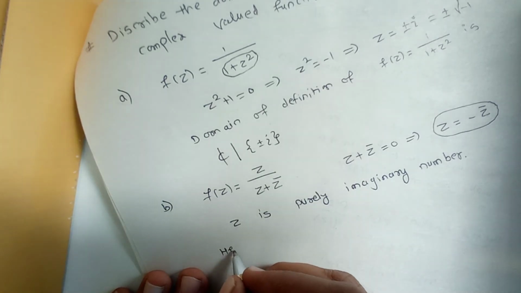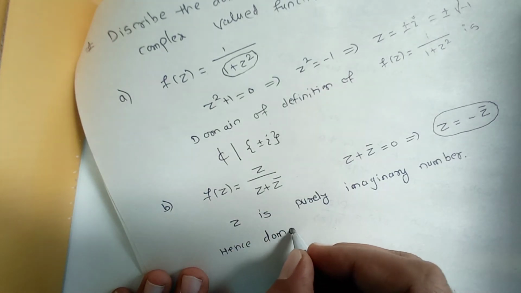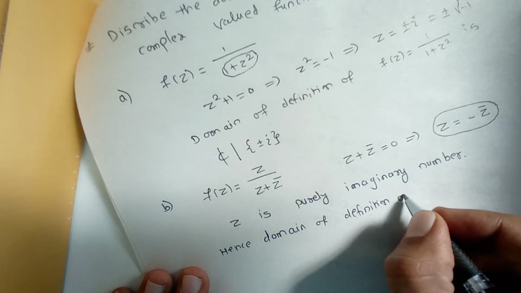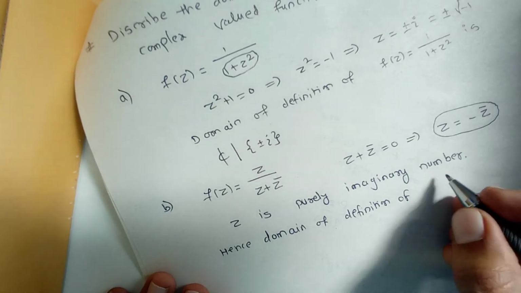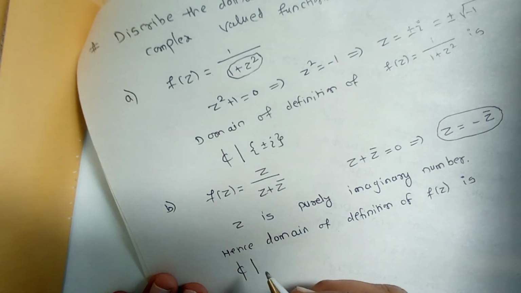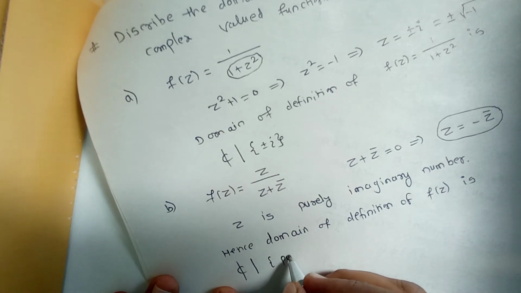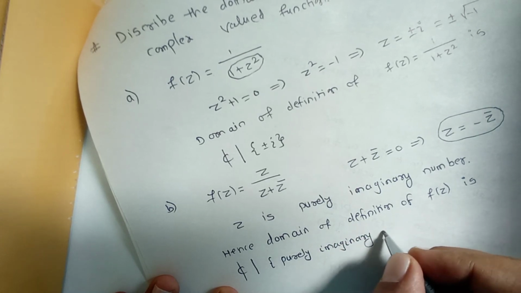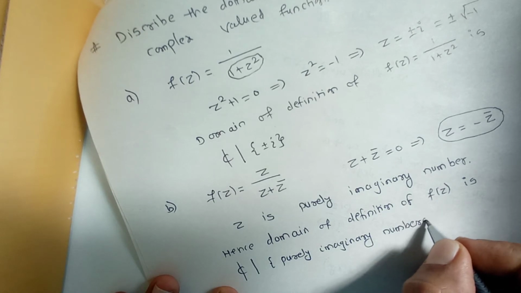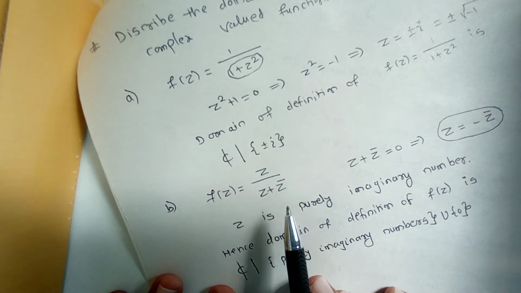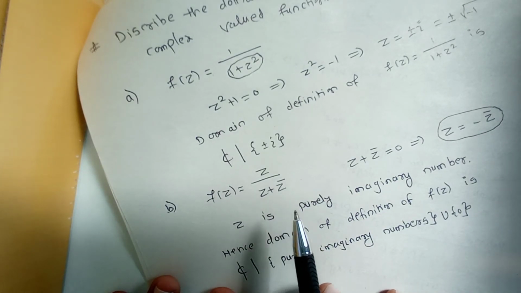Hence, the domain of definition of f of z is C minus the purely imaginary numbers, union 0. So if z is equal to 0, then the denominator is 0. Hence, the function is not defined at z equal to 0.